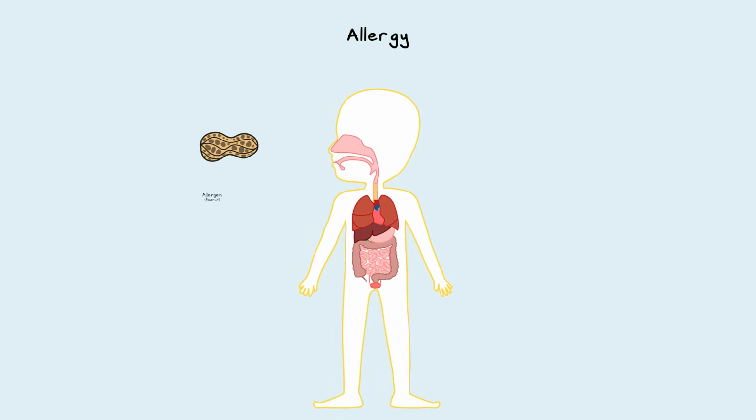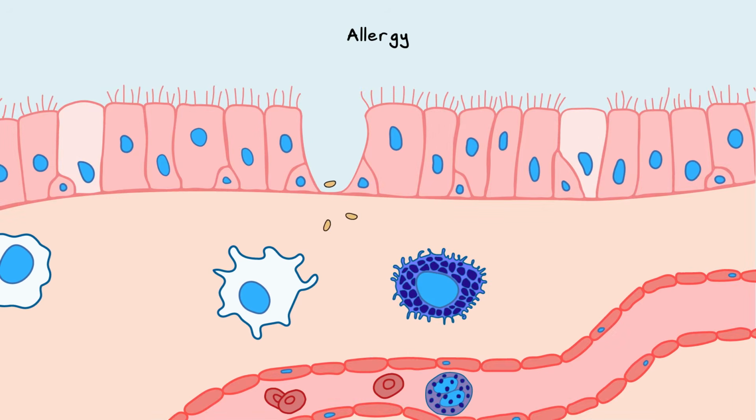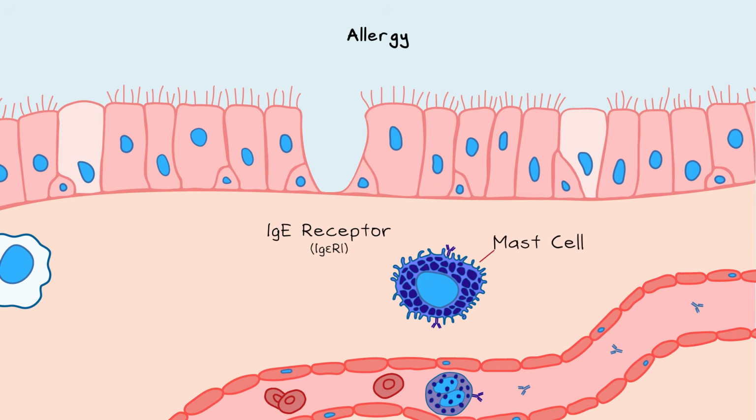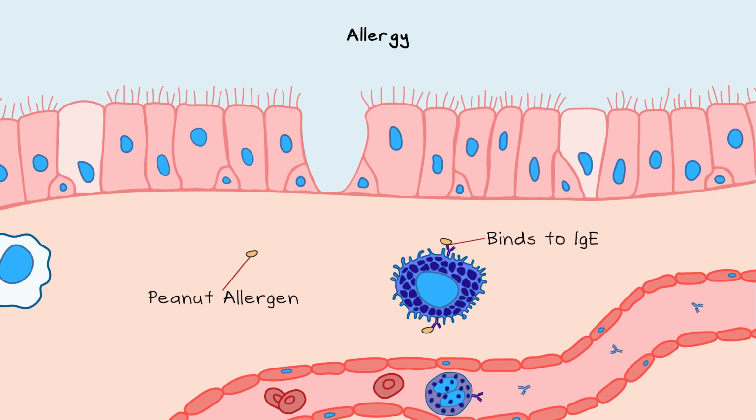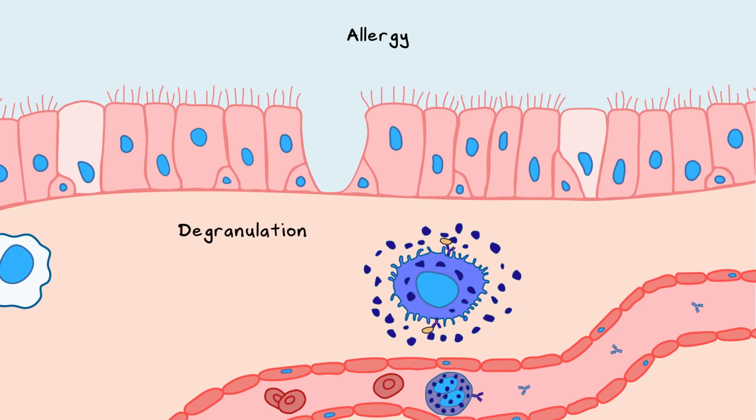You also need exposure to the allergen via a broken barrier in your skin, intestine, or lungs. When allergens make it into the tissues, they activate the immune system. The activated immune system produces antibodies, including IgE. IgE antibodies bind to the IgE receptor on your mast cells and basophils. When you re-encounter the antigen, it binds to the IgE on the IgE receptor. This binding causes degranulation.